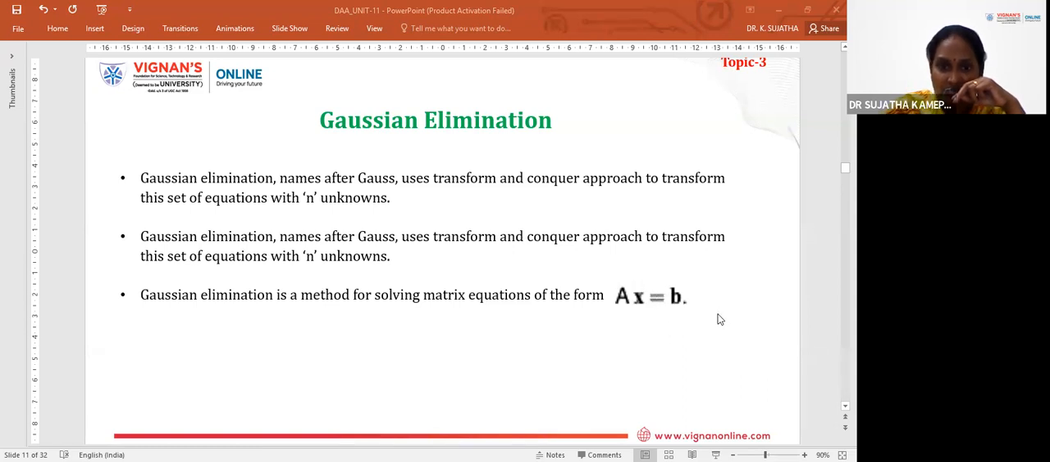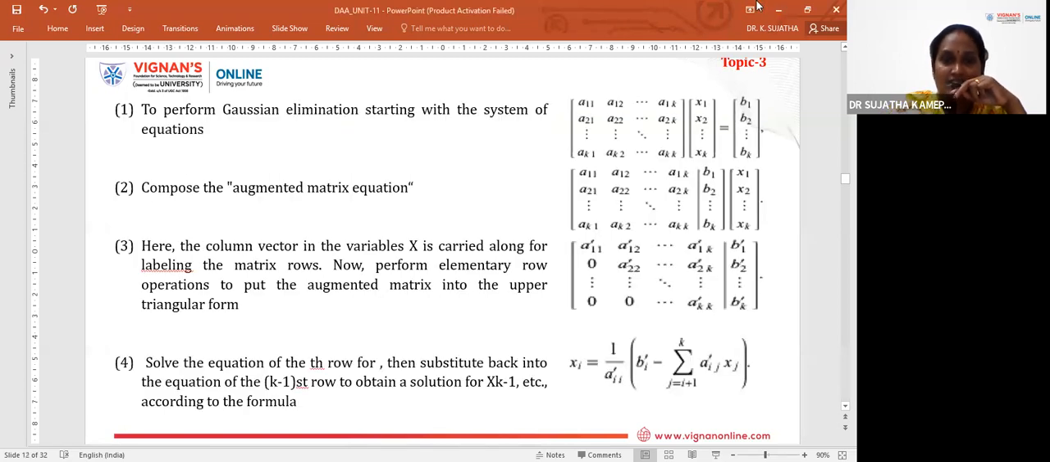Right. Now to perform this Gaussian elimination, we need to follow a step-by-step procedure. Here the steps are explained. Starting with the system of equations, first we need to represent the system of equations in the form of a matrix. Here this represents the matrix for the given system of equations. This is the first equation, this is the second equation, this is the third equation, and so on. Like that, we need to represent it in the form of a matrix.